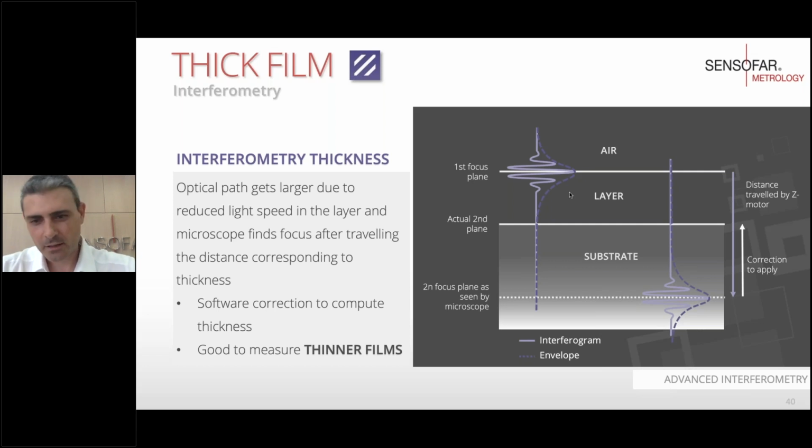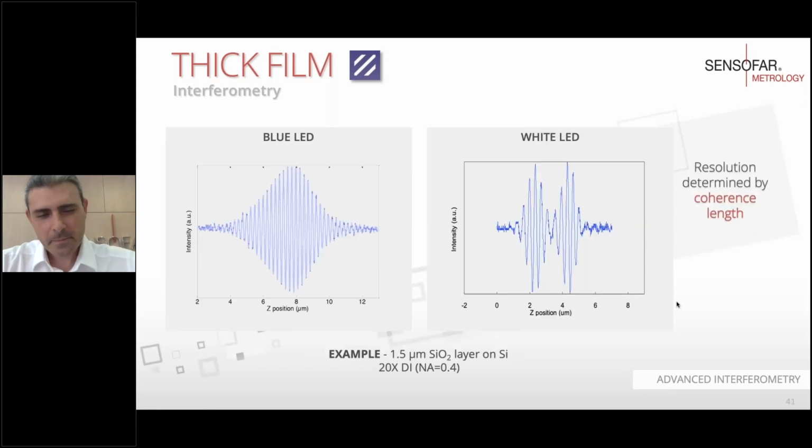So that's the reason why the interferogram appears a little bit farther away from the original reflection, from the top reflection. But again, as we were seeing before, between phase shifting and coherence scanning interferometry, the light properties are also playing a huge role in that case.